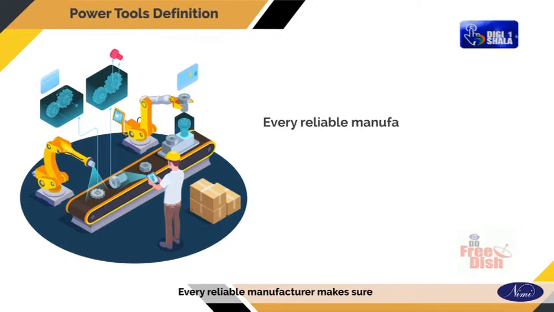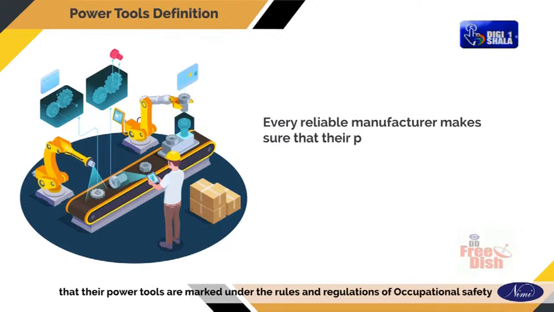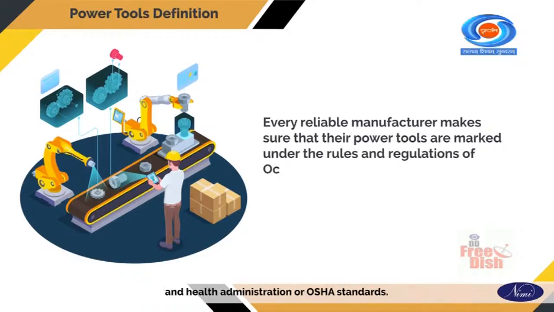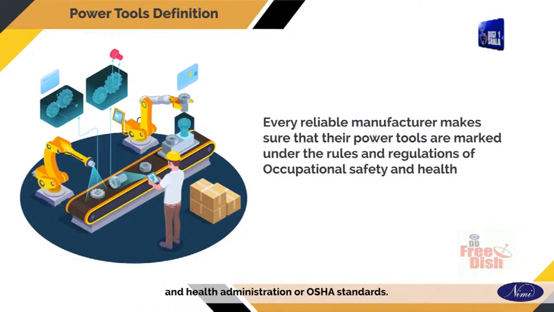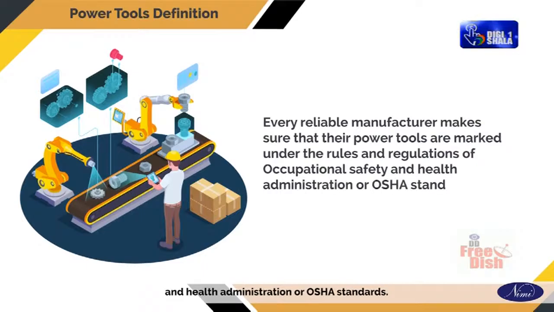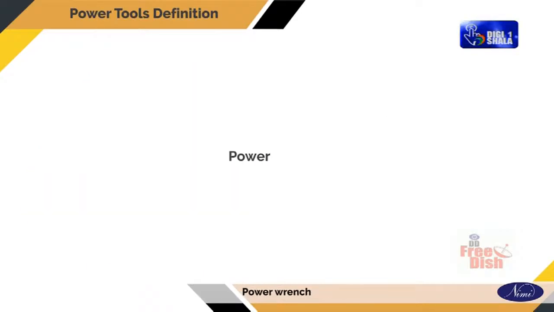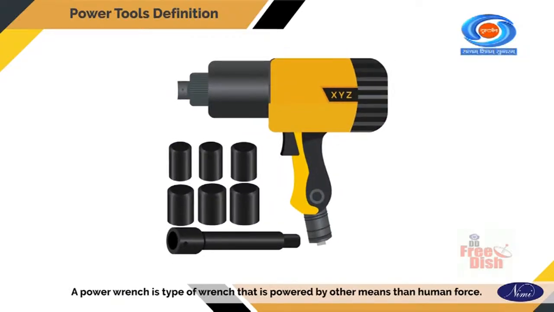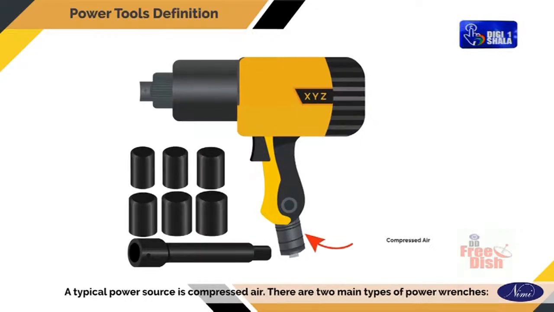Every reliable manufacturer makes sure that their power tools are marked under the rules and regulations of the Occupational Safety and Health Administration, or OSHA standards. Power wrench. A power wrench is a type of wrench that is powered by means other than human force. A typical power source is compressed air. There are two main types of power wrenches.